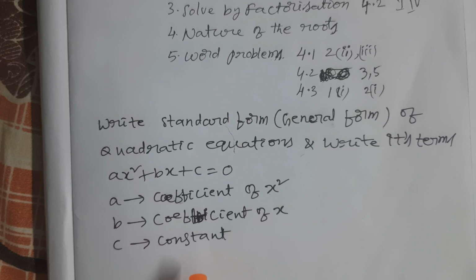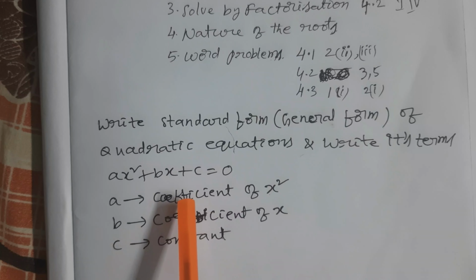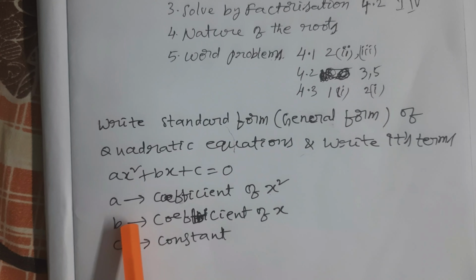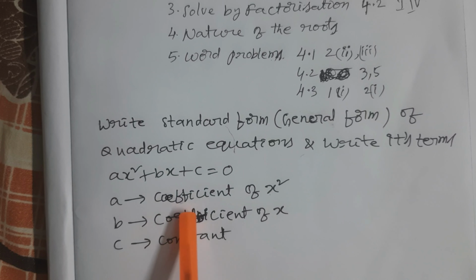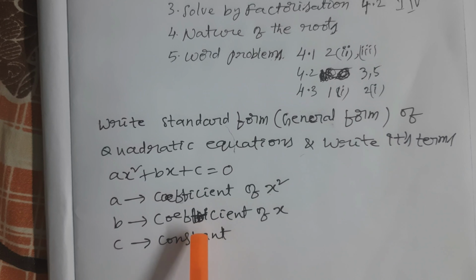Every time a terminology question will be given, so here ax square plus bx plus c is equal to 0 is the quadratic equation standard form or general form. Here a is the coefficient of x square, b is the coefficient of x. See, the spelling of coefficient is rubbed here, but the one above is the right spelling, and here also it is right, but due to rubbing it appears like that. c is the constant.